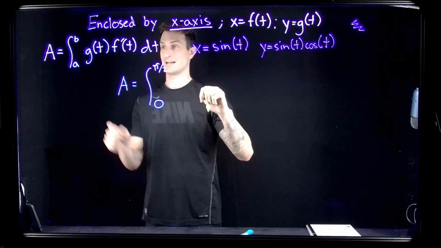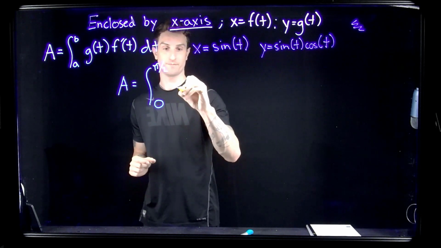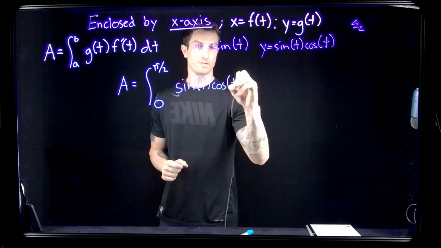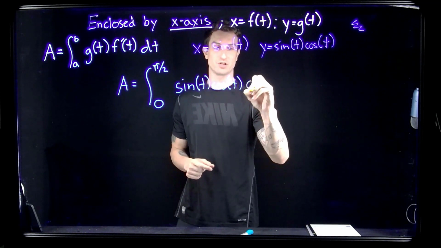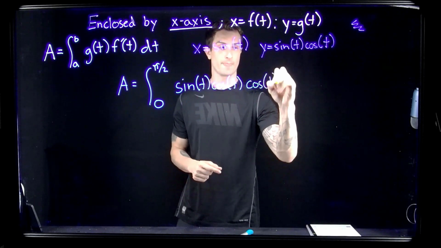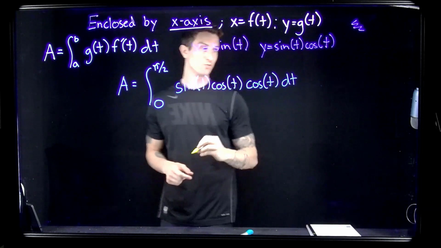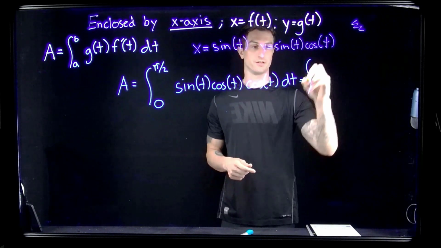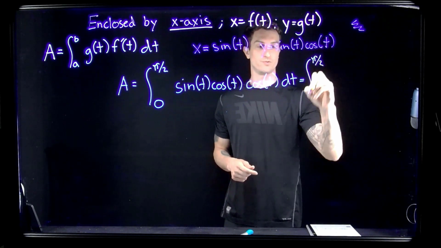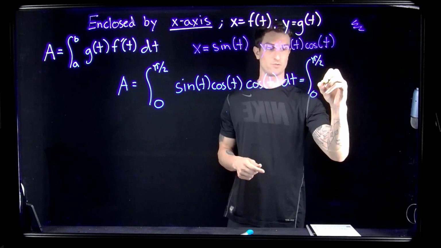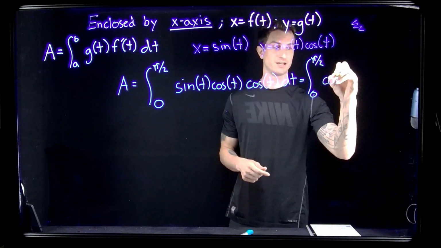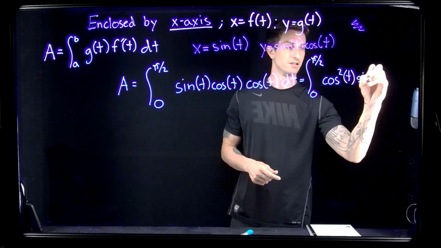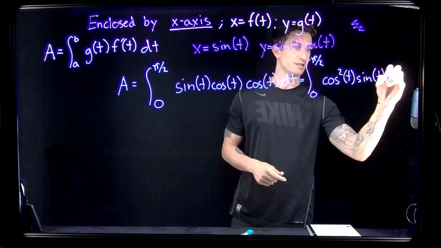So we'll leave y as is. That's g of t. We'll take the derivative of sine, which is cosine of t. And we want to simplify this. So we'll simplify it over here. Pi over 2, 0. I'm going to write it in this order. Cosine squared of t sine of t dt.